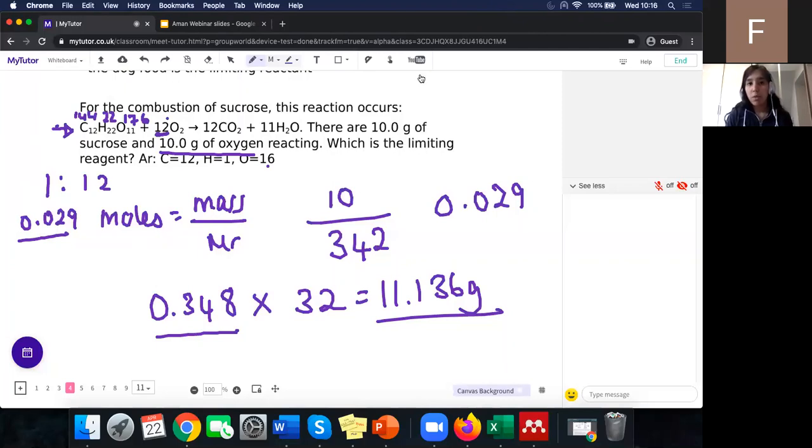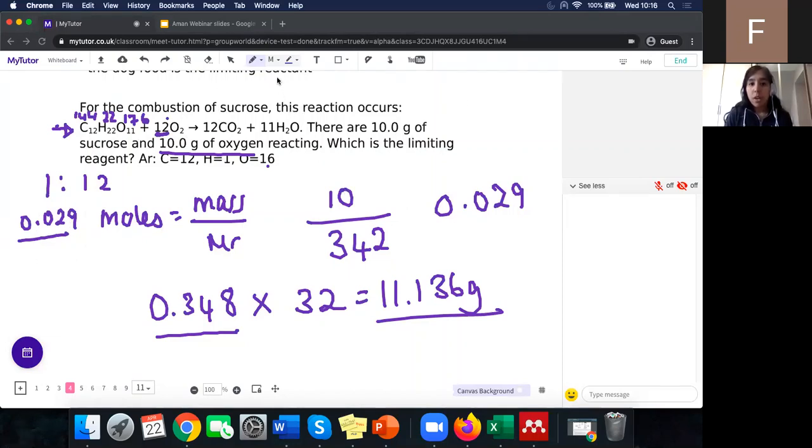Any other questions before we do another question on this topic? Someone's asking me, how did you get 12? So the ratio 1 to 12 is because there's 1 sucrose to 12 oxygen. So remember, we look at the big numbers in front of the compounds or elements. So sucrose has no number in front of it. That means there's 1 sucrose reacting with 12 oxygens. So the ratio is 1 to 12. That means if we have 0.029 moles of sucrose reacting, we have 0.029 times 12 moles of oxygen reacting.